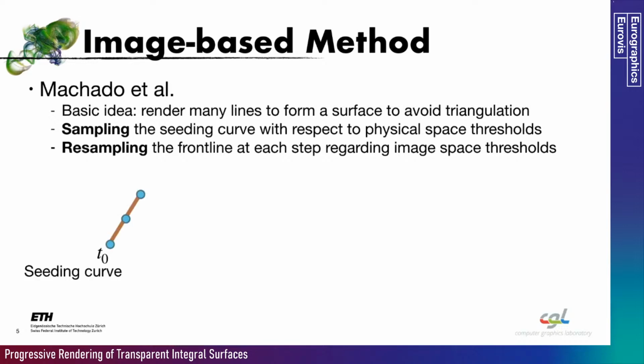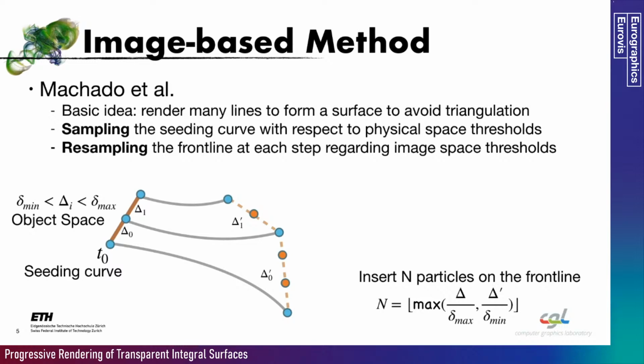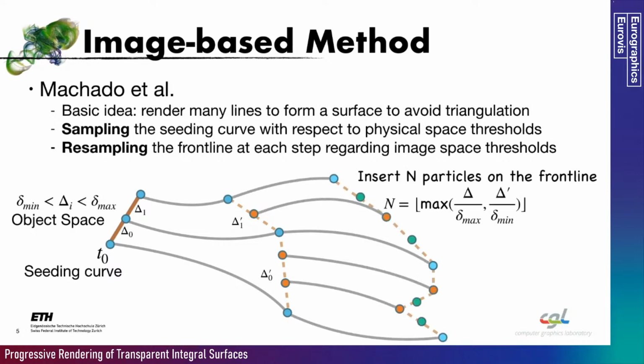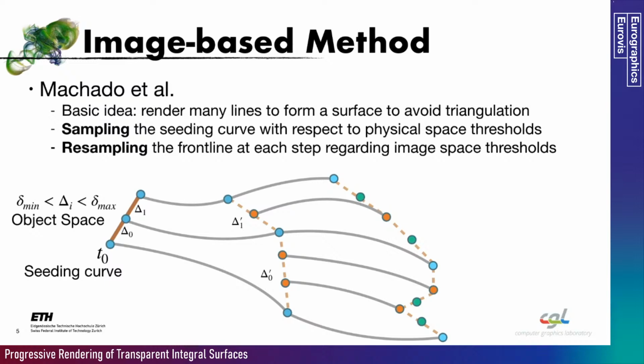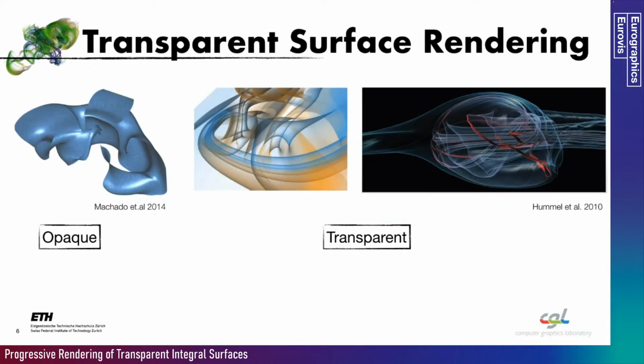They first sampled the seeding curve with respect to a physical space threshold and traced the particles. At each time step, they performed resampling on the front line. When two consecutive particles are further away from each other than an image space threshold, they inserted new particles in between. This ensures that there are as few gaps as possible in the final image. As they use the depth buffer to determine the fragment order, their approach is limited to opaque surfaces.